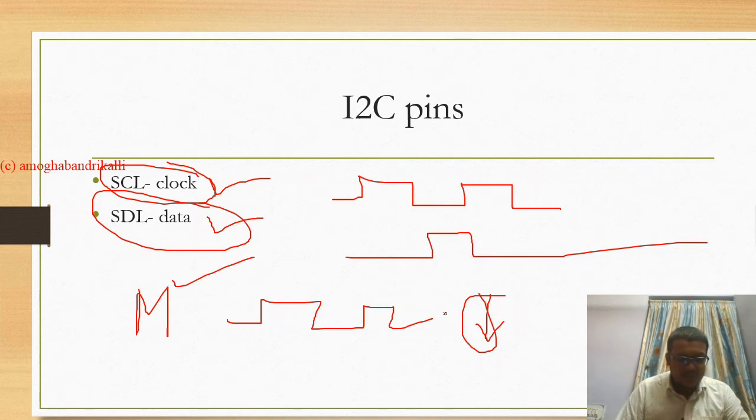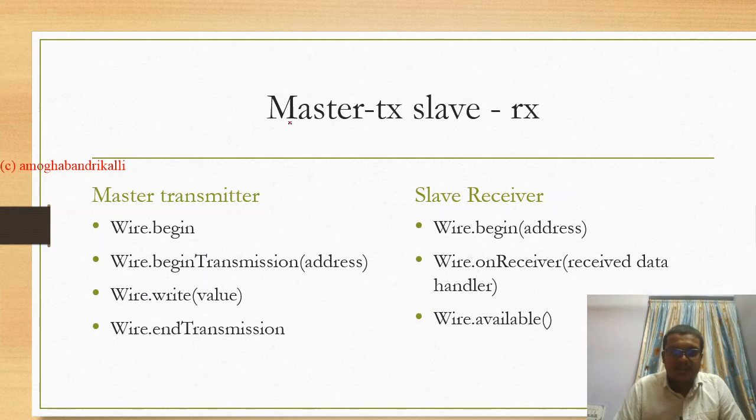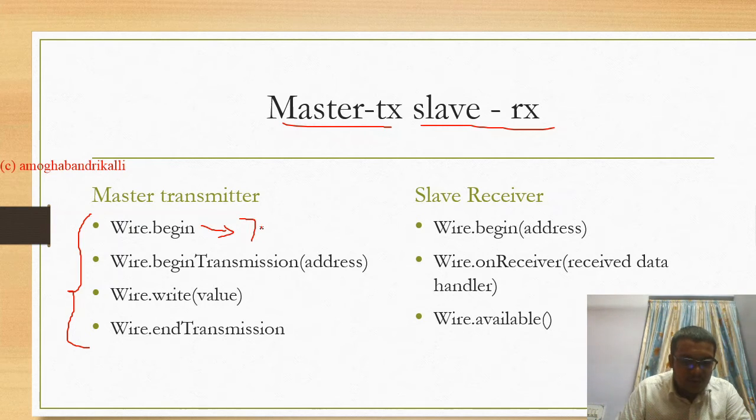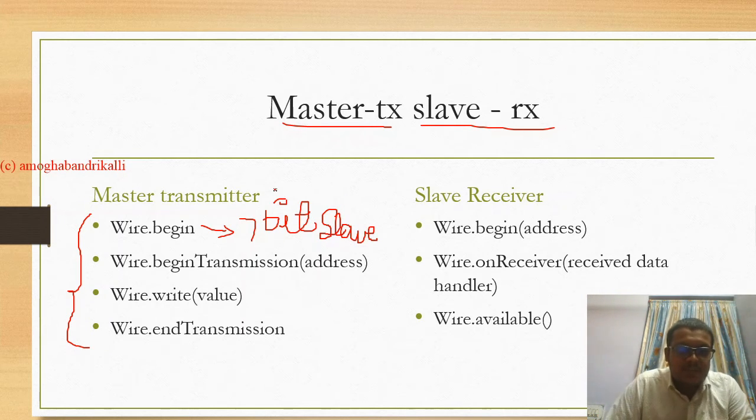Here we have the master as a transmitter and the slave as a receiver. In this scenario, these are the pins used at the master for transmission. The next is Wire.begin. It generates the 7-bit address of a slave. The master generates a slave address, and that is initiated by Wire.begin.